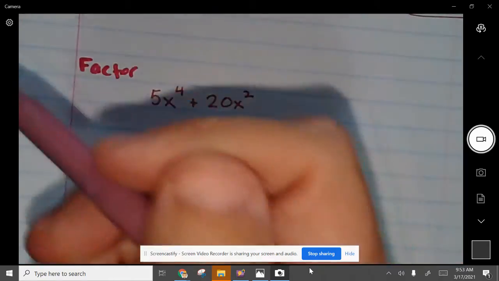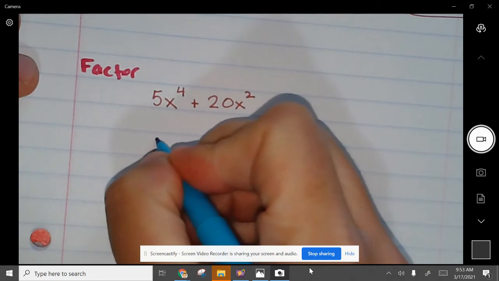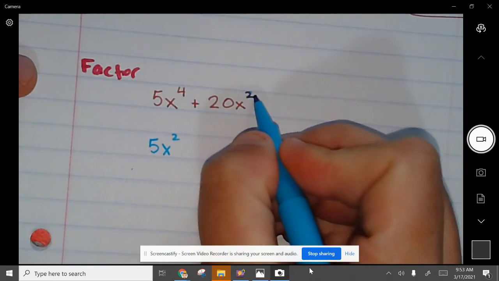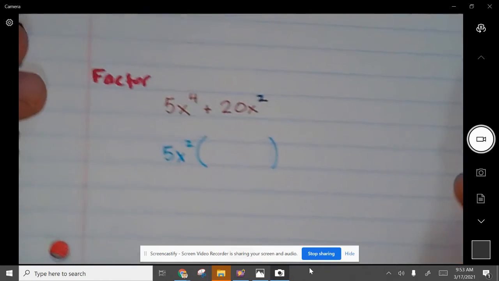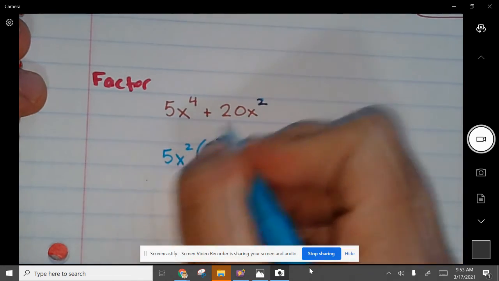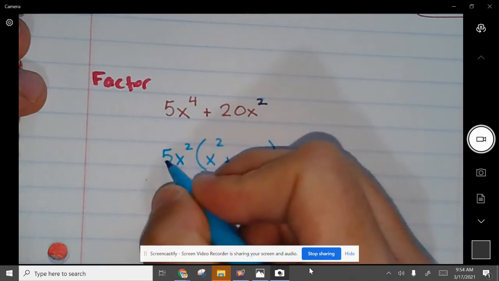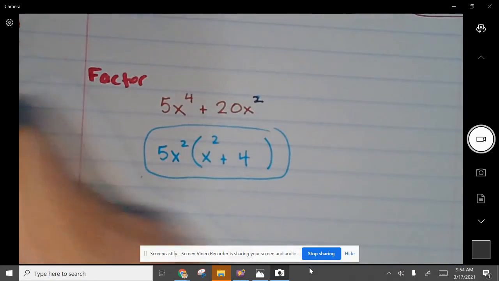The last one is just a GCF. You have to GCF it. So what do they have in common? 5x to the what? Squared? Why is it squared? Because it has at least 2 x's. All right. Then parenthesis. What's left here? X squared plus, divide 5x squared out of this. The x squareds are gone. 5 into 20, 4.